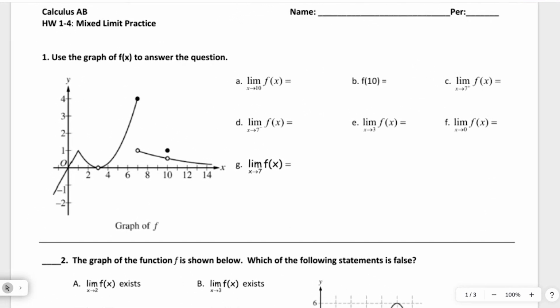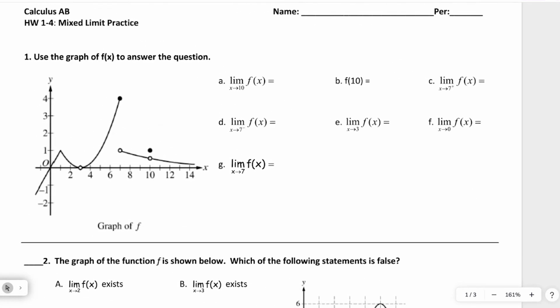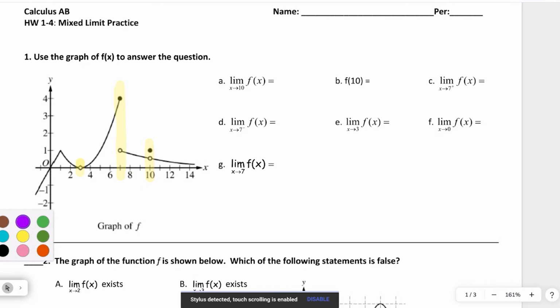So the first one gives us a graph, and we can see we have a couple of different discontinuities. We've got a hole, or a removable discontinuity, going on at 3. We've got this jump discontinuity, which is not removable, at x equals 7, and then we have another discontinuity at 10. So I'm just noticing that before I even jump into the questions. The first one says, what's the limit as x approaches 10?